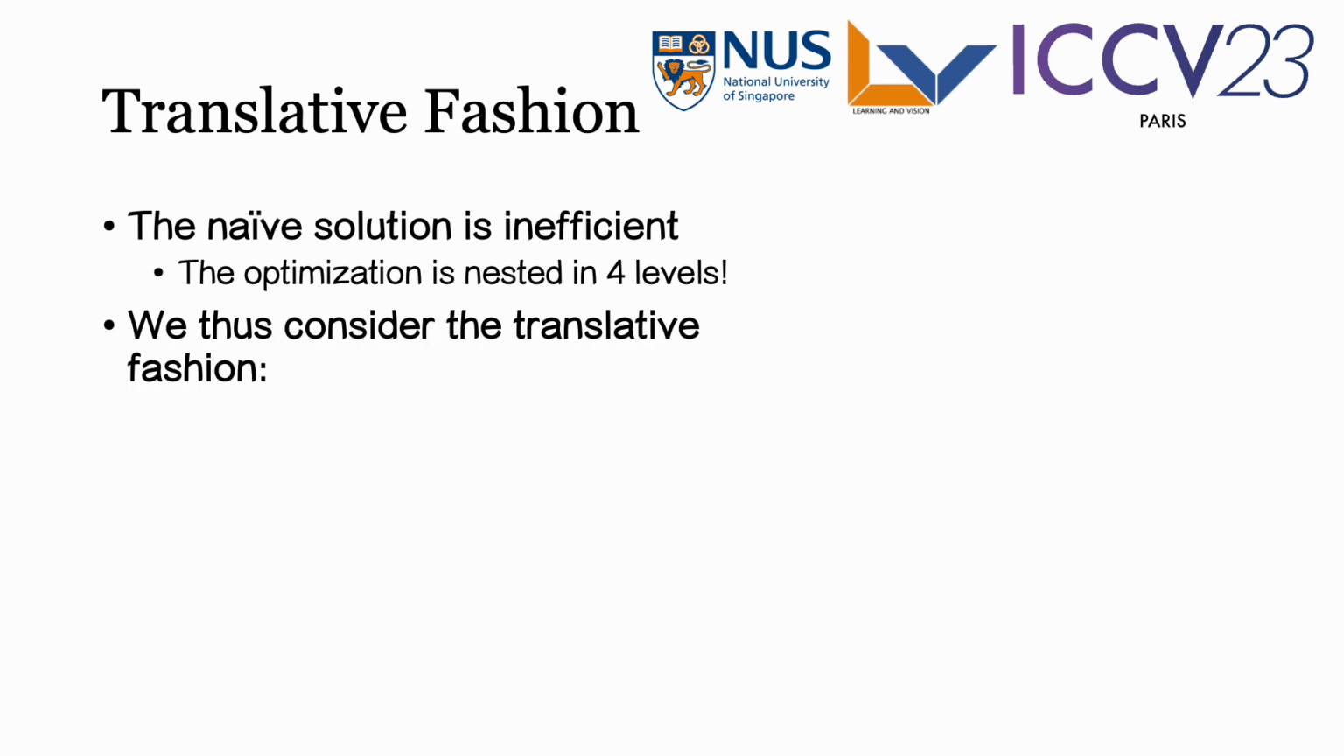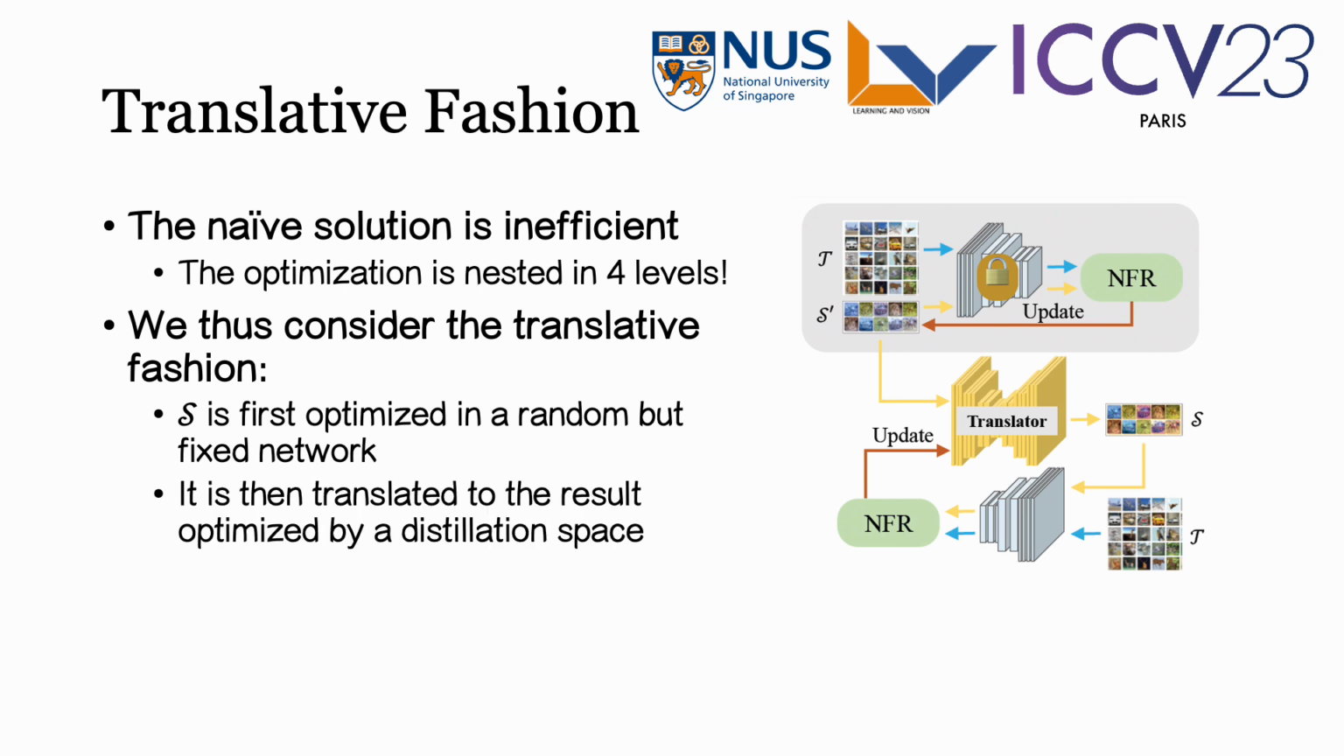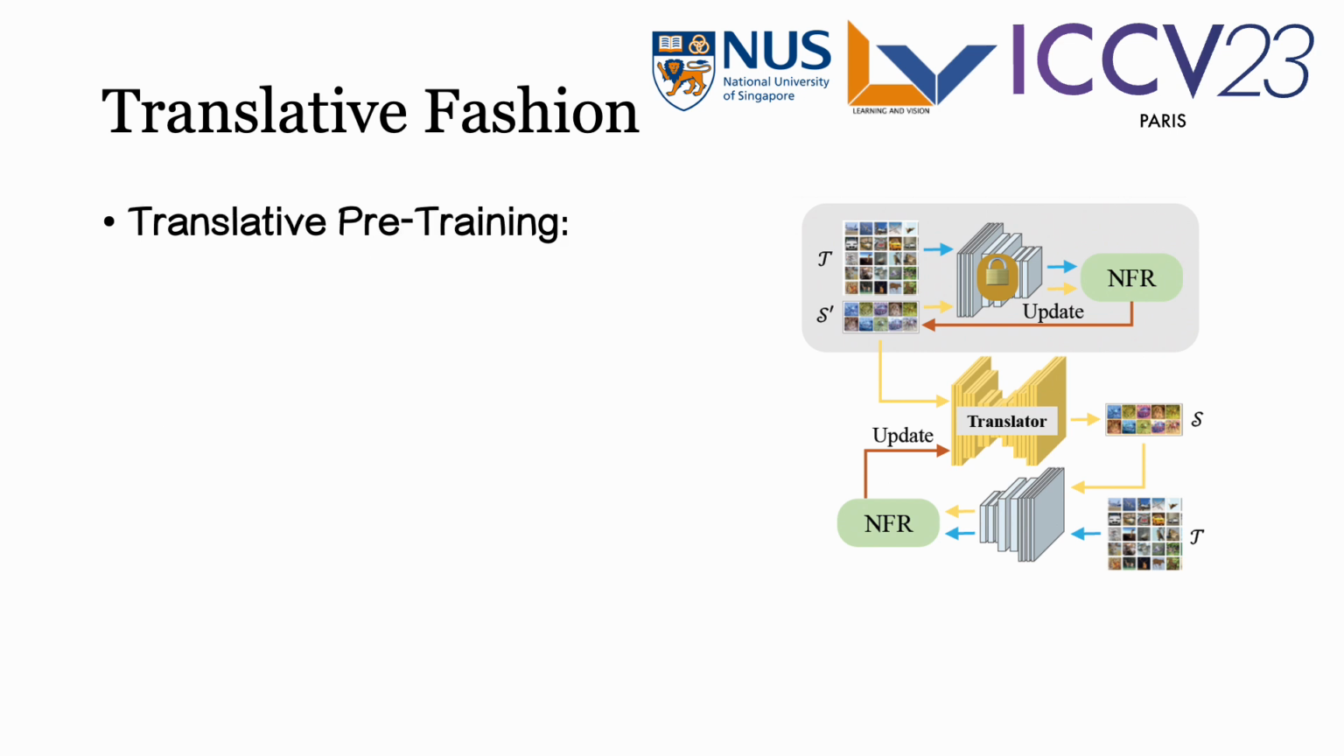We thus consider a more efficient translative fashion. Specifically, as shown in this figure, S is first optimized in a random but fixed neural network, and then translated to the result optimized by a distillation space. We propose a pre-training algorithm to pre-train the translator on a large-scale dataset like ImageNet.